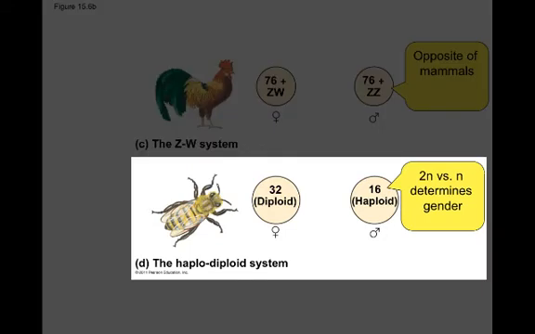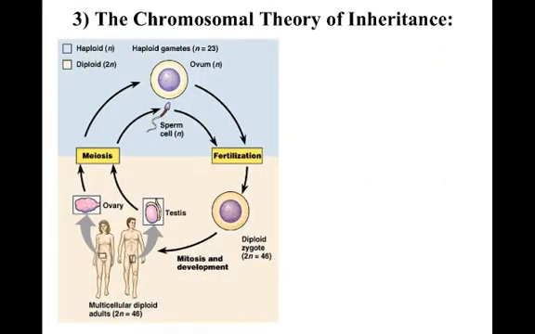For bees, you'll notice that there is a different system. Here, the diploid cells would determine the female, and the haploid cells would determine the male. So no concept of X versus Y. It's just the number of total chromosomes.